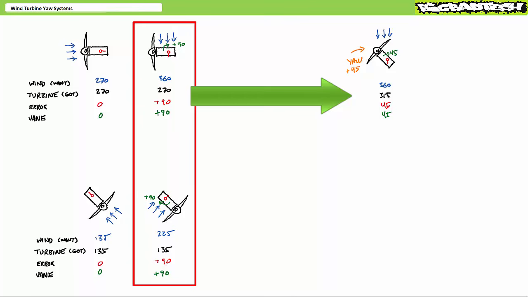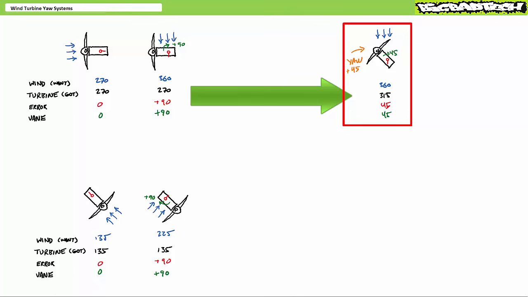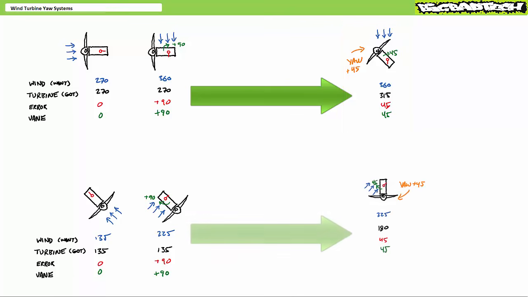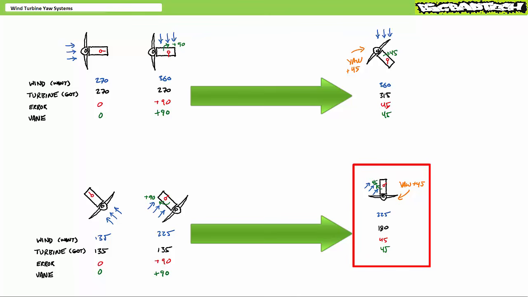Sticking with these two scenarios, if the system were to energize the yaw motors clockwise, the nacelle would begin a slow crawl clockwise. When the turbine initially pointing west reached northwest, the wind vane would be displaced 45 degrees from its home position, indicating there's still an error of 45 degrees, so keep turning clockwise. Similarly, when the turbine initially pointing southeast reached south, the wind vane would flag 45 degrees back from its home position, indicating there's 45 degrees yet to go, so continue turning clockwise.